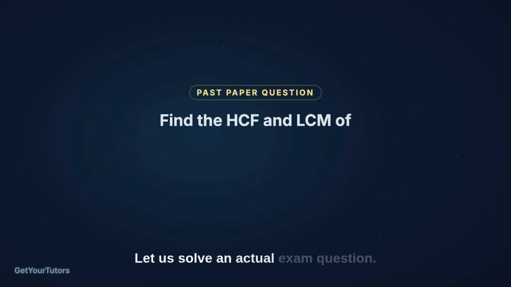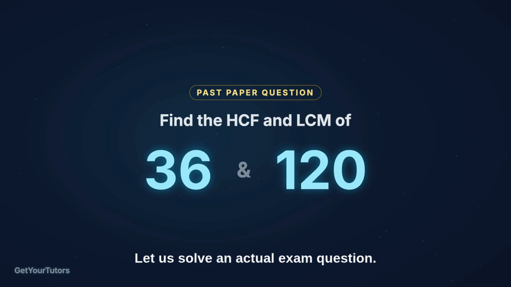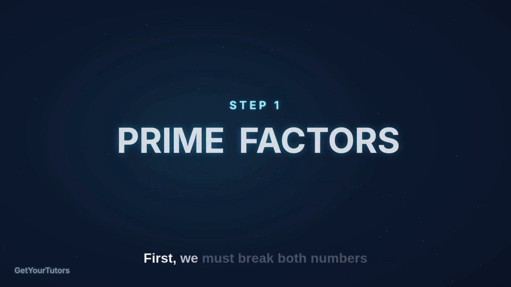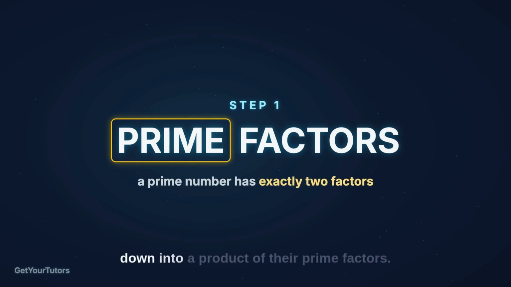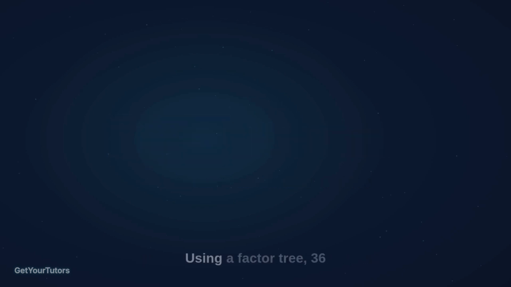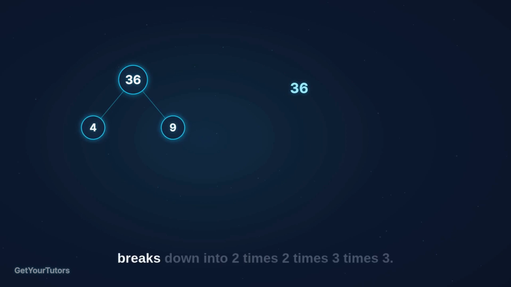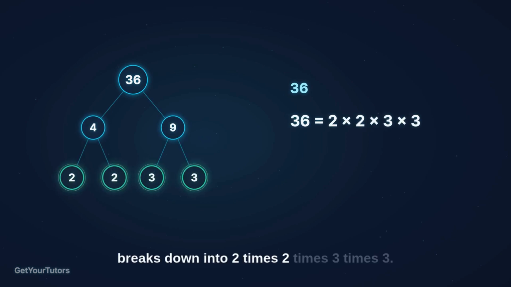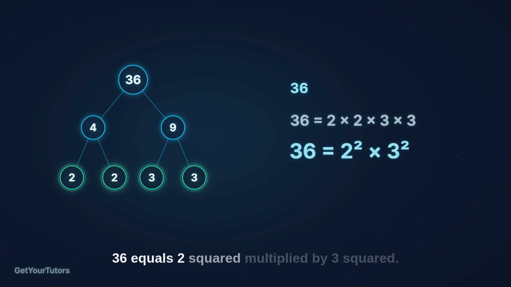Let us solve an actual exam question. Find the HCF and LCM of 36 and 120. First, we must break both numbers down into a product of their prime factors. A prime number has exactly two factors. Using a factor tree, 36 breaks down into 2 times 2 times 3 times 3. Write this in index form. 36 equals 2 squared multiplied by 3 squared.